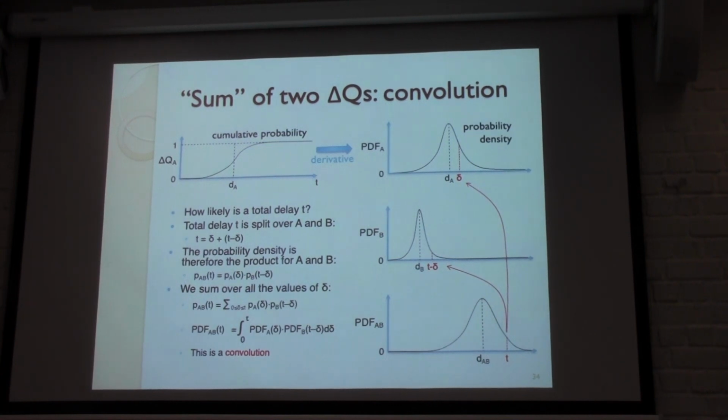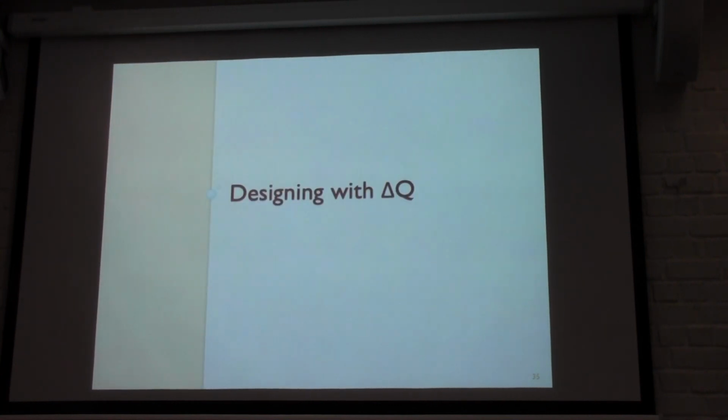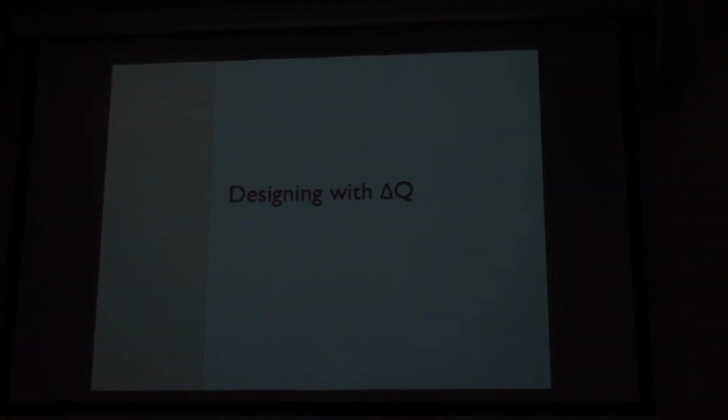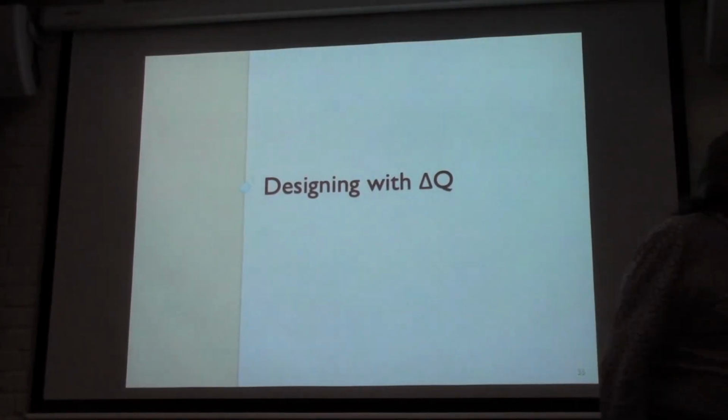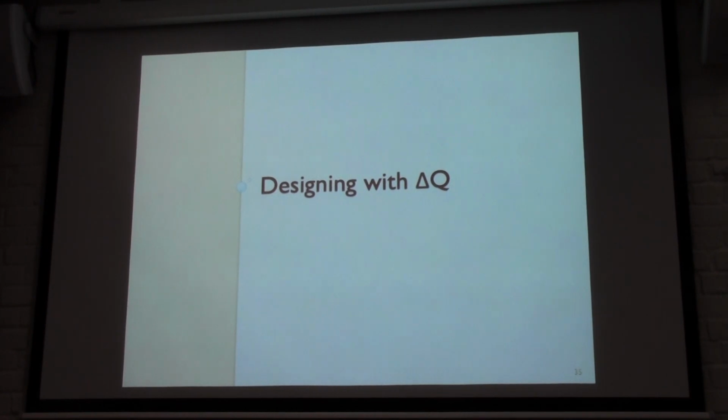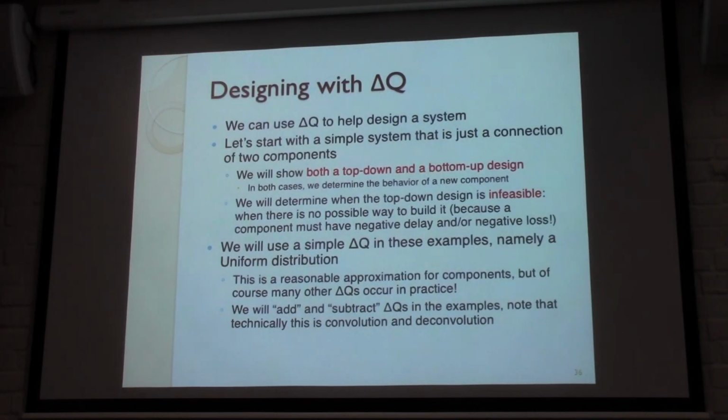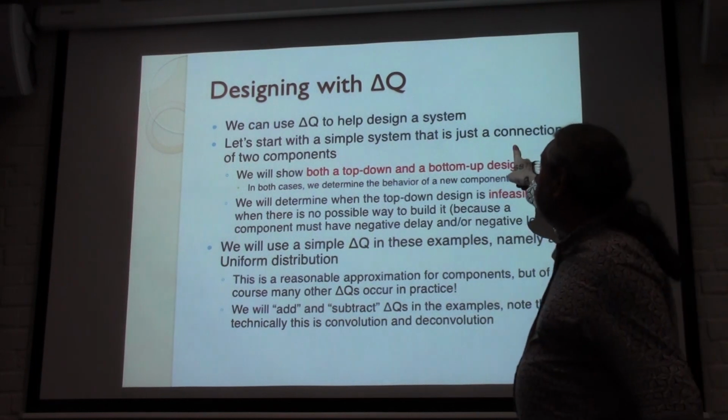Okay, so let me make a small break now, and then we start actually doing system design. Now that you kind of know what the delta Q is, this delay function, we can use it to design systems and make them so we understand how they behave. And I'll give you a couple of examples of that. We can use delta Q to design systems.